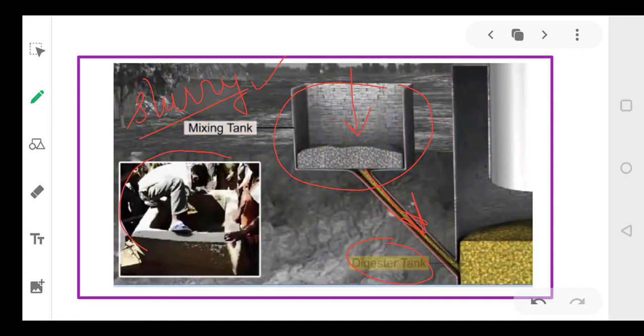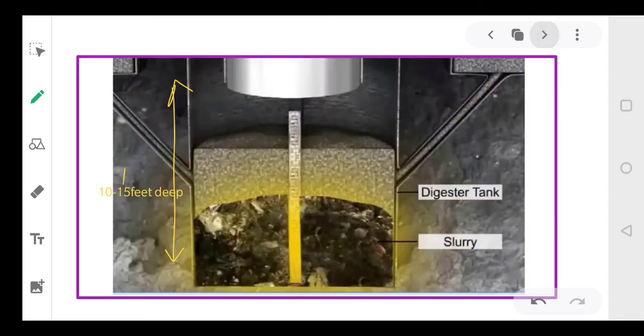As you can see here, the 2 people are involved in the feeding of the slurry into the mixing tank. And dear students, as we know, in villages we have cow dung readily available. So it can be utilized to produce energy very easily because it is easily available in the villages.